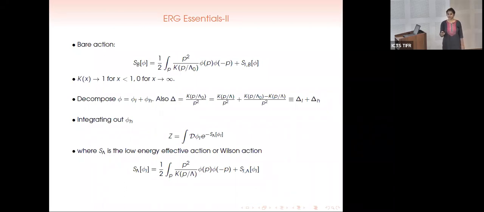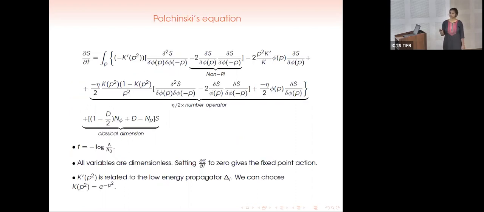Okay, now that we have S lambda, one can ask how S lambda changes with lambda. That is given by the Polchinski equation. We have introduced a new notation, T, which we will use interchangeably for scale. T is minus log of lambda by lambda naught. In many ways you can write the RG equation: you can vary S with T, or vary the generating function or the effective action with T. There will be different kinds of equations, but for our purpose we are using Polchinski's equation. So this is the Polchinski equation.